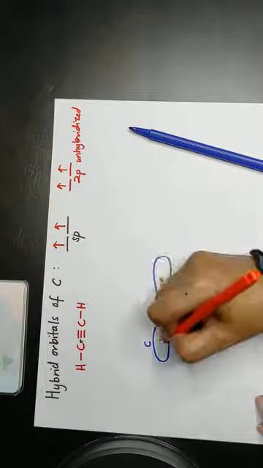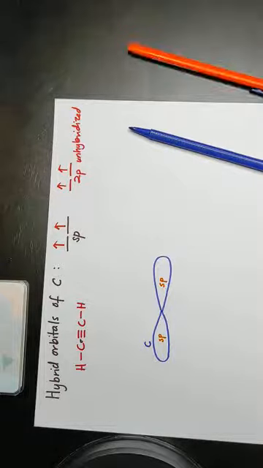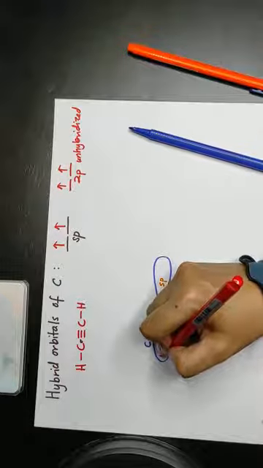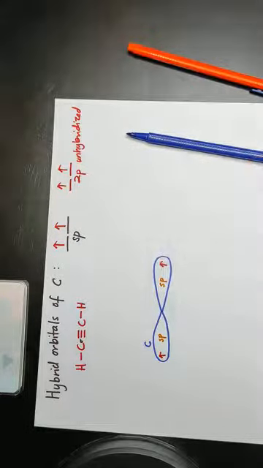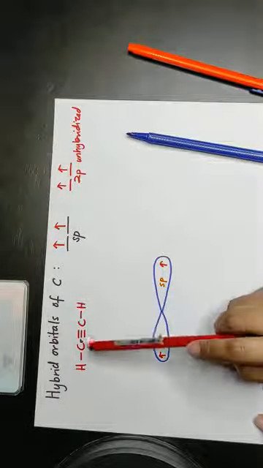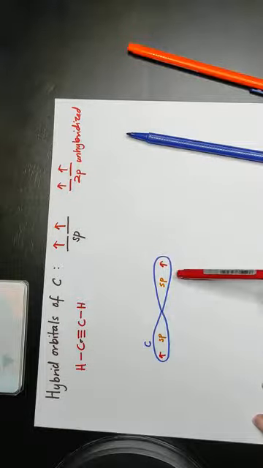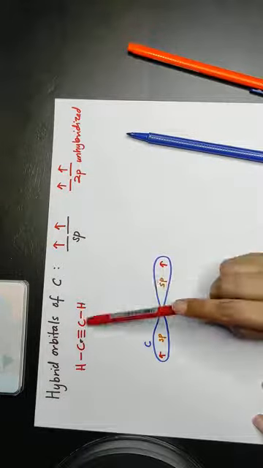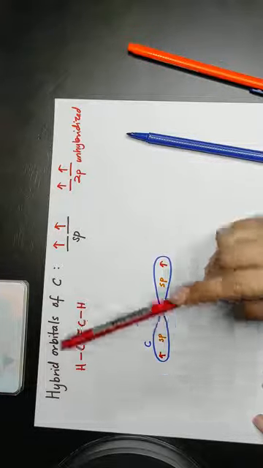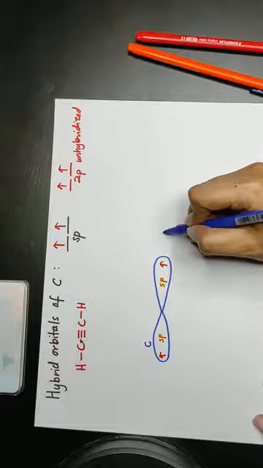sp. Okay, and it contains 1 unpaired electron, 1 unpaired electron here. Okay, so the sigma bond between carbon atoms is formed when the sp hybrid orbital of the first carbon overlaps with the sp hybrid orbital of the neighboring carbon, and the overlapping is end-to-end overlap.